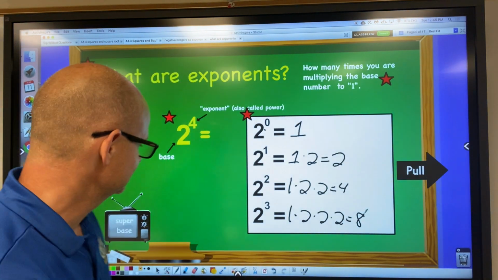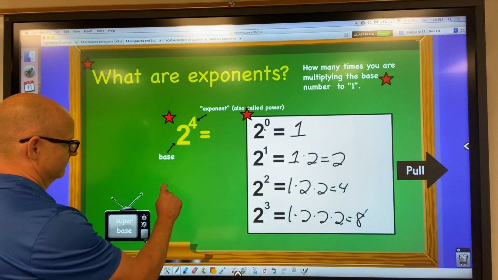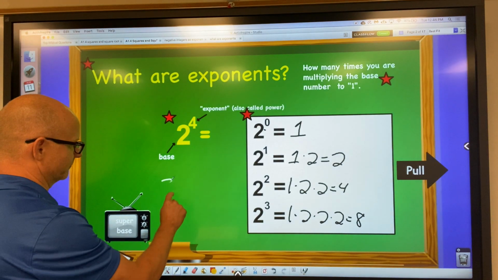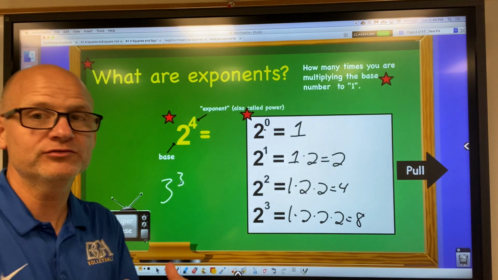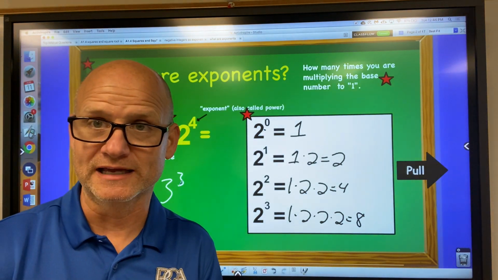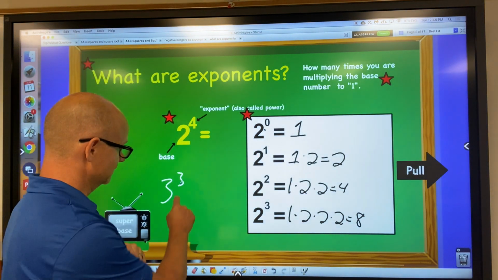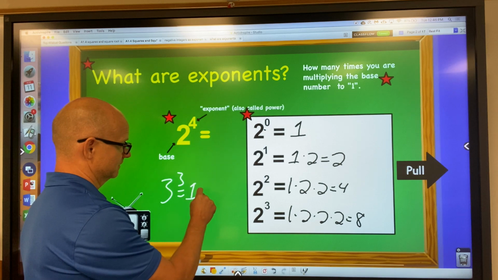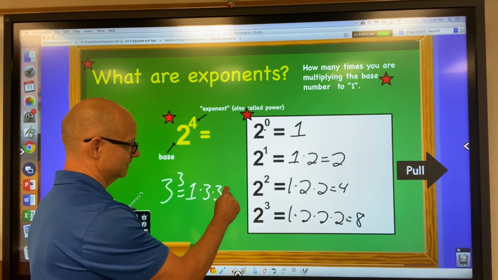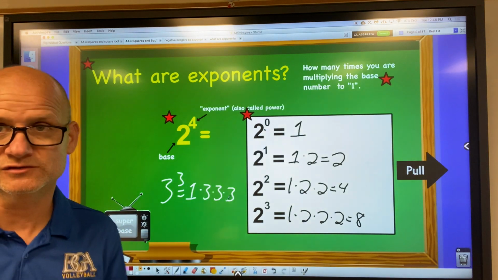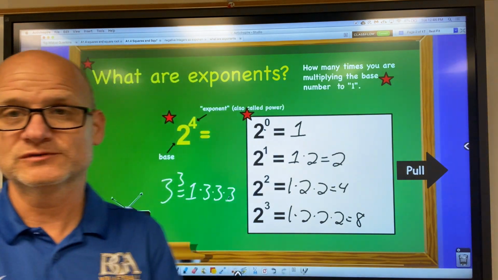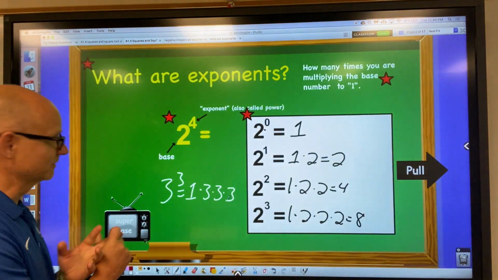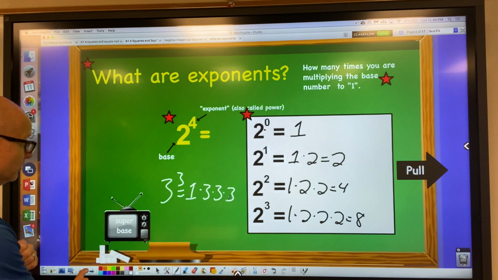Now, if it said something like 3 to the 3rd power, it's the number of 3's you're multiplying to 1 by. So here's 1, and you multiply by three 3's, and you get 27, because 1 times 3 is 3, times 3 is 9, times 3 is 27. Okay, moving on.